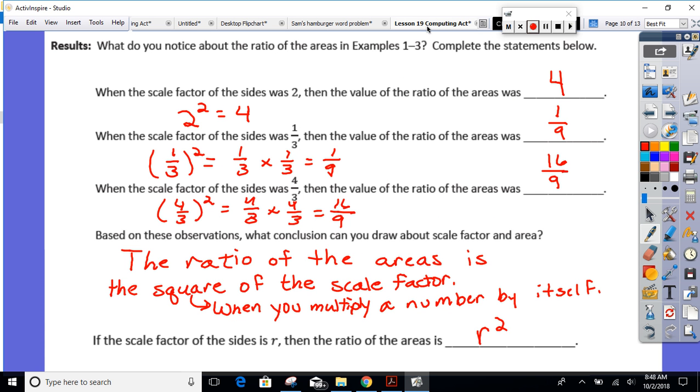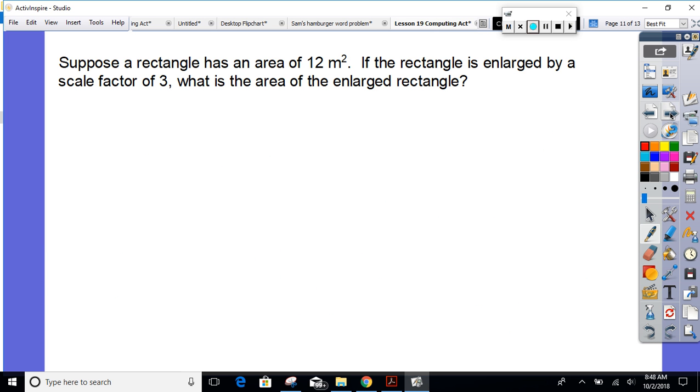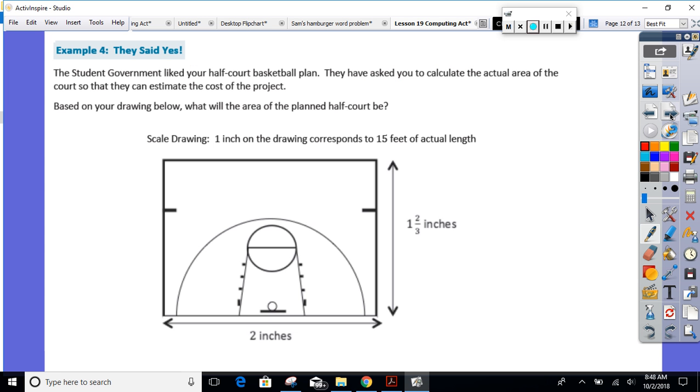Okay, now let's move on in our lesson. Oh, there, I had it right there on my screen. I forgot that I had it there. Okay, example 4.